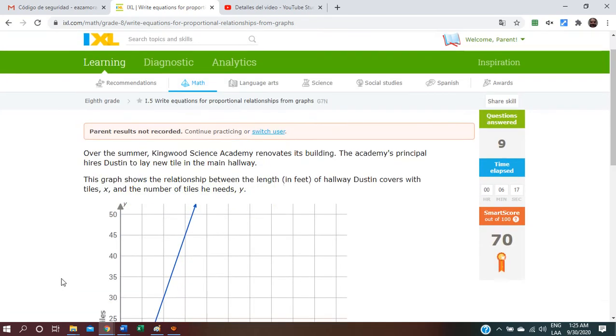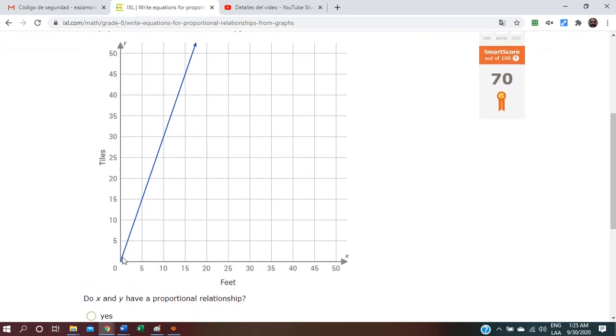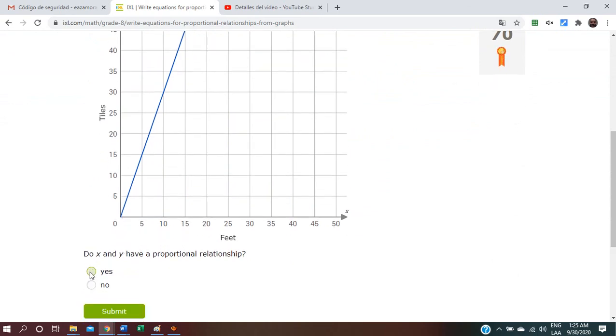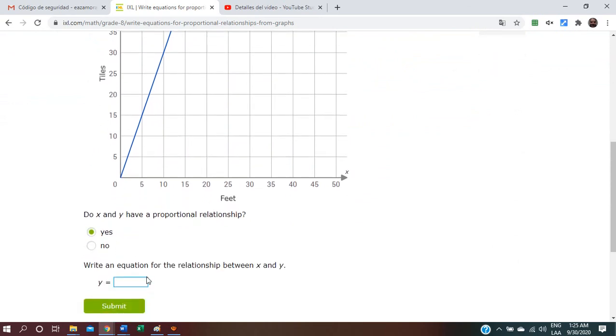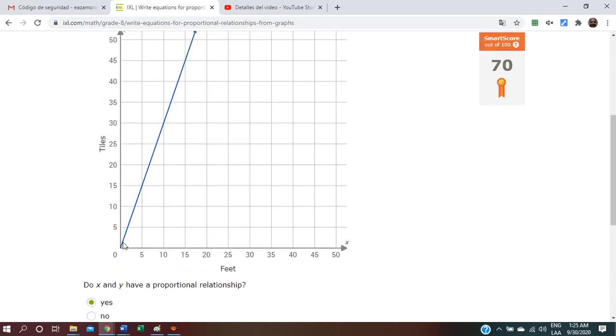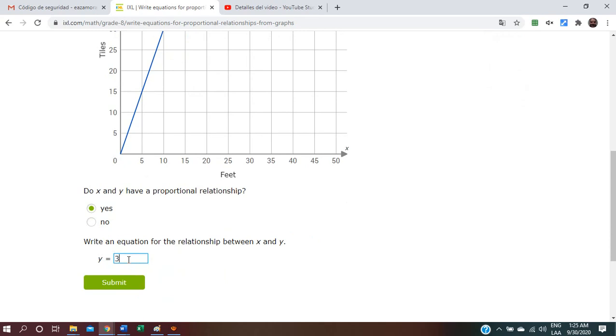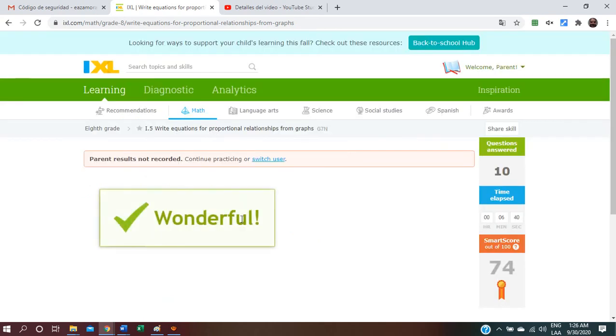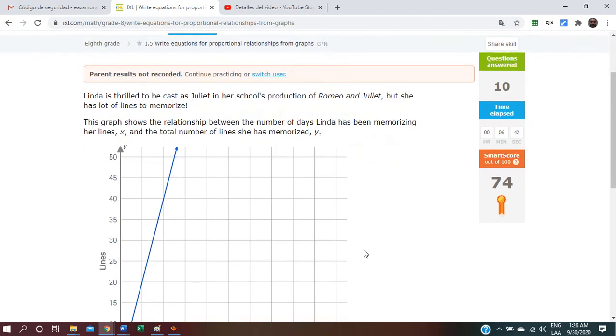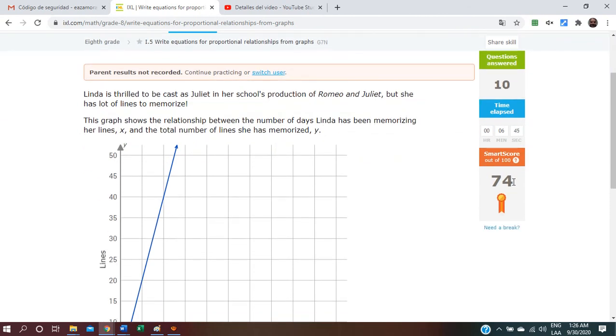Okay. In this case, it starts at 0, so it will have a proportional relationship, and we need to write the equation. So we follow the line, we find this exact point. It's 15 divided by 5 equals 3. Okay, 3x. Okay, so it's 10 questions, 74 is the maximum, so the minimum is going to be 50 for this exercise. Alright guys, and this is it, and have a great day.